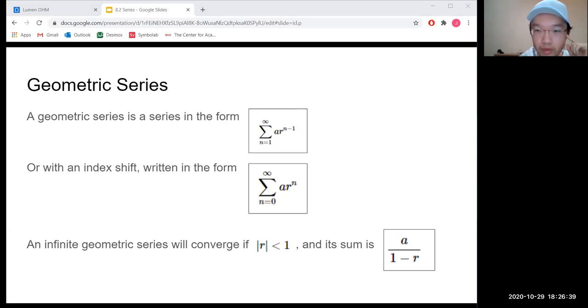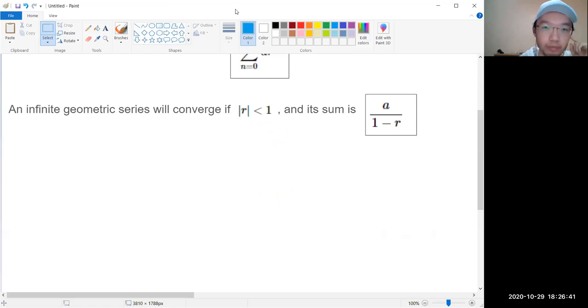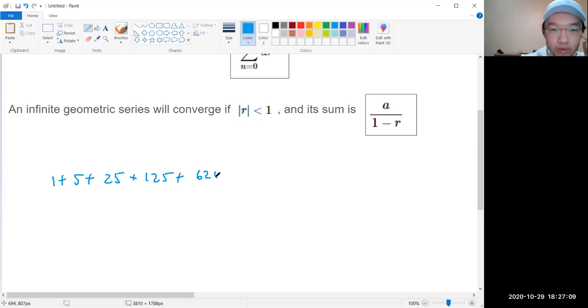If it's greater than 1, then it gets larger from the previous term. Yeah, that's true. So let's just consider two examples. So let's say I have this geometric series, so 1 plus 5 plus 25 plus 125 plus 625, and so on and so on. So that's a geometric series, right? Because we're multiplying by 5 to get to the next term.